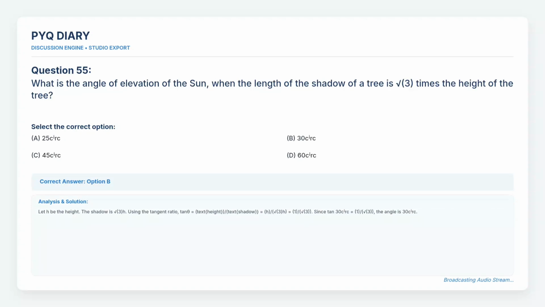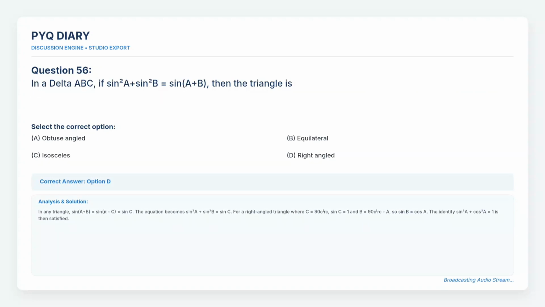Question 55. What is the angle of elevation of the sun when the length of the shadow of a tree is root 3 times the height of the tree? The choices are A. 25 degrees, B. 30 degrees, C. 45 degrees, and D. 60 degrees. The correct answer is option B, 30 degrees.